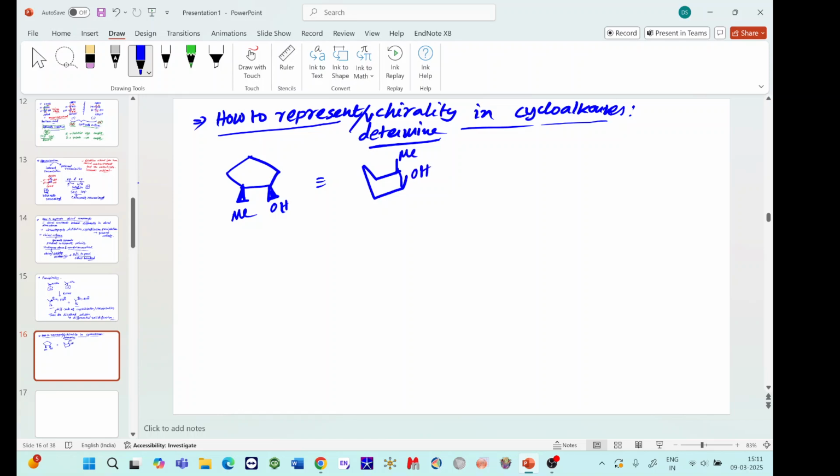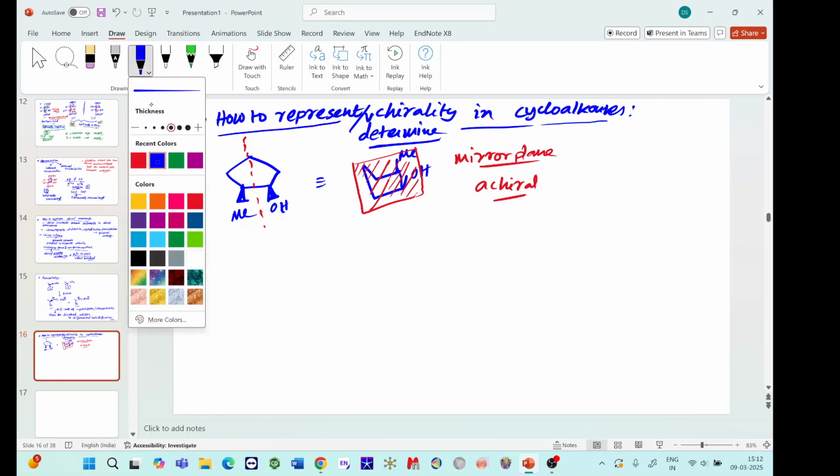methyl and OH. So you can draw a plane, right? This will pass through here, this will pass through here, and it can just divide the molecule into exact half. Okay, so you have a mirror plane, and that is why it will be achiral, no optical response.